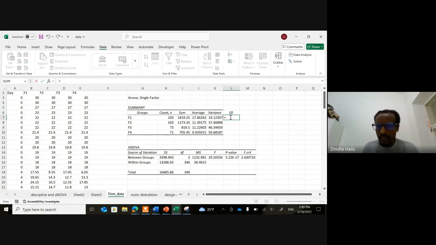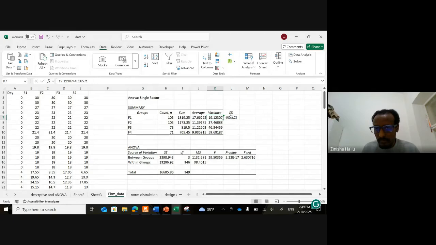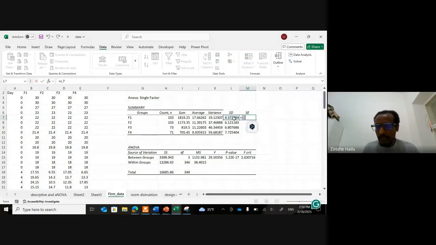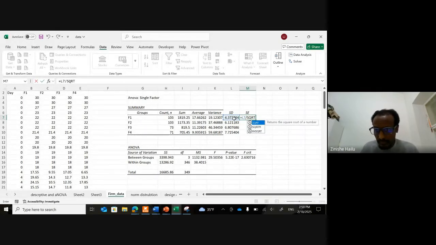Standard deviation is the square root of this value, here. And we can also compute the standard error. Standard error is equal to the standard deviation divided by the square root of n, this.